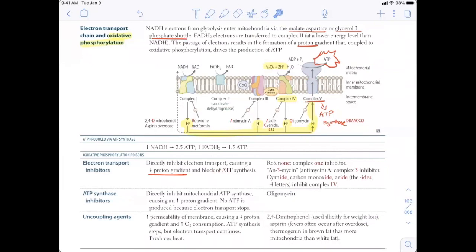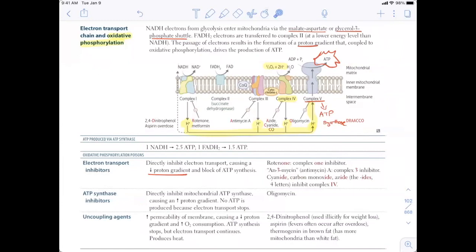So what are examples of this? Rotenone is a very good example. Remember, rotenone blocks complex 1, and complex 1 is all about dumping electrons, so it fits into the category of electron transport inhibitors. Your antimycin A is a complex 3 inhibitor. So once again, it blocks the transport. Cyanide, we'll see this in hematology. Cyanide, carbon monoxide, your azides, these are complex 4 blockers.